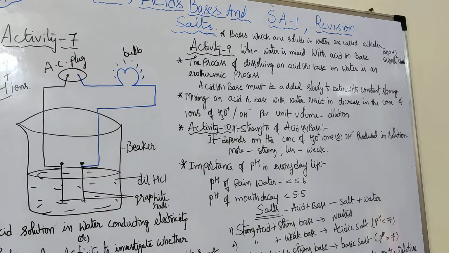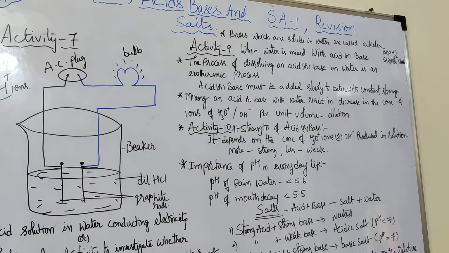So they may ask you the same activity in different ways. For this you have to take a 100 ml beaker and prepare different kinds of solutions: acidic solutions, basic solutions, and also some glucose solutions and alcohol solutions. In the beaker you take two graphite rods and connect them with different colored electric wires to an AC plug and a bulb, so that you complete the circuit.